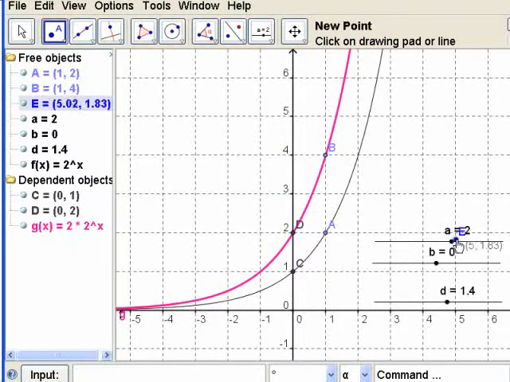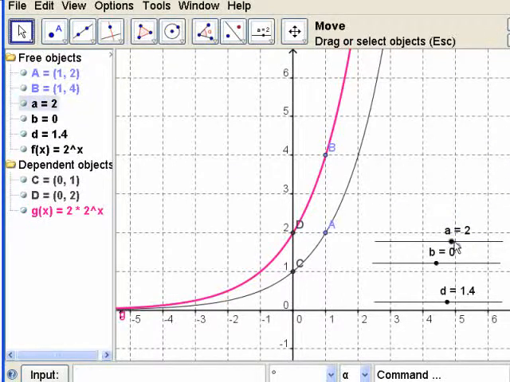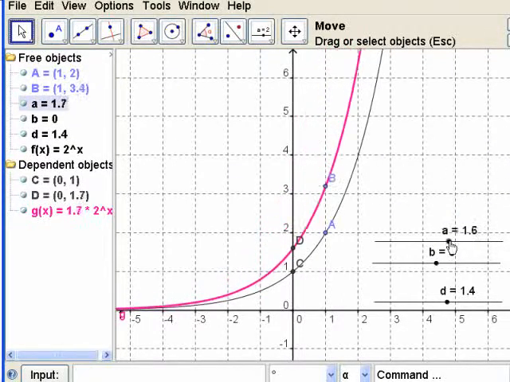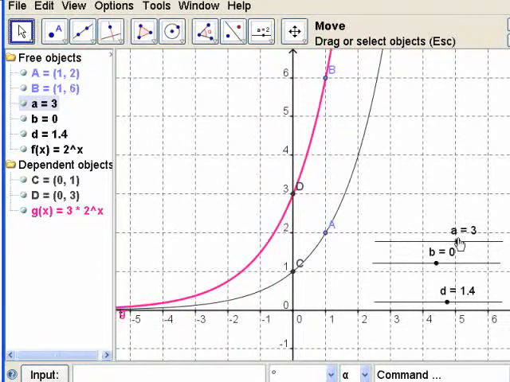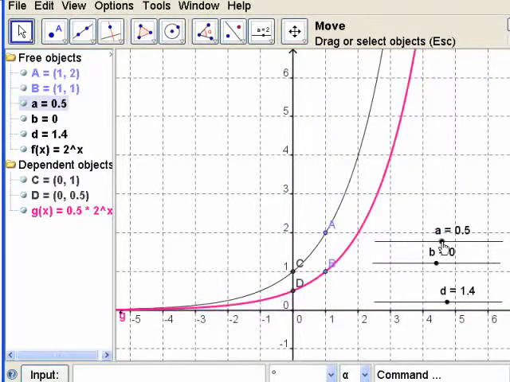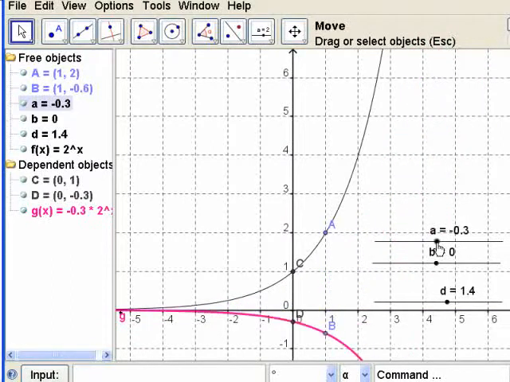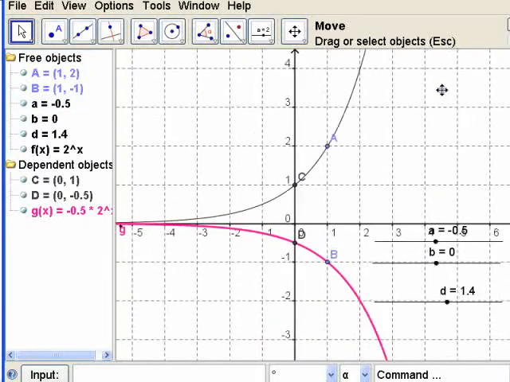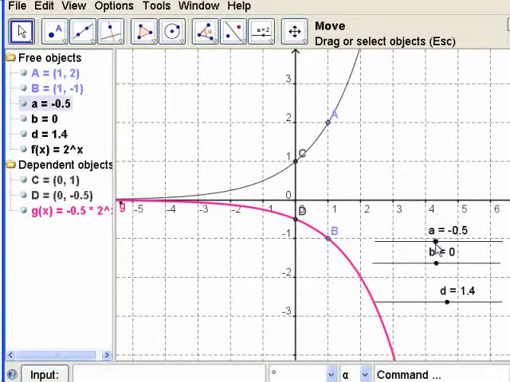As you expand this one, all the points are now 3 times as big. This was 1, now it's 3 times as big. That was 2, now it's 3 times as big. If you make it smaller than 1, it's shorter, right? There's half as much. If you make it negative, it's also a reflection. It reflects it below and changes it.